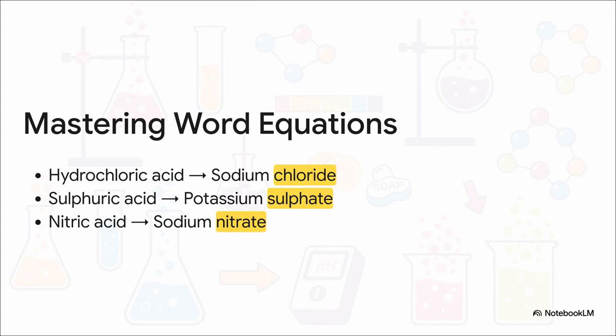Okay, exam alert. You absolutely have to know your word equations. But don't worry, there's a really easy pattern to remember. Just look at the name of the acid. Hydrochloric acid will always make a chloride salt. Sulfuric acid will always make a sulfate salt. And nitric acid? You guessed it, it makes a nitrate salt. See, the question gives you the answer. It's a massive clue for your exams.